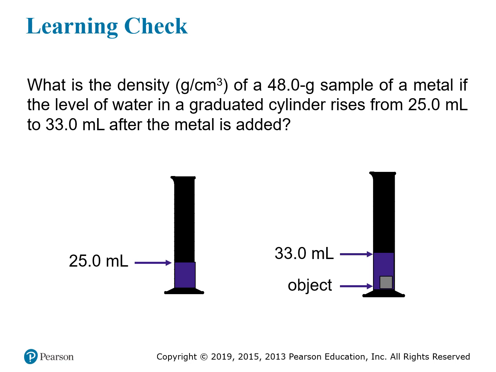Here's another example, which we'll go through quickly. It's exactly the same. This time, they don't even say that we're putting the piece of metal on a scale. They just tell us it's a 48.0 gram sample of metal. We know that the initial volume of the water is 25.0 milliliters, and then after they add this object to the water, we end up with a volume of 33.0 milliliters.